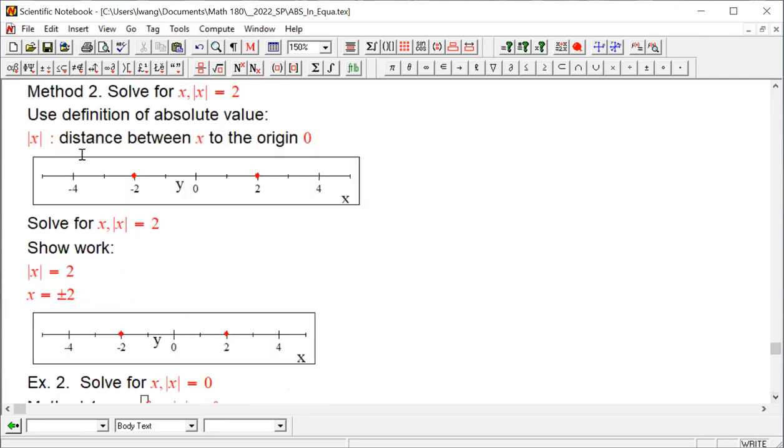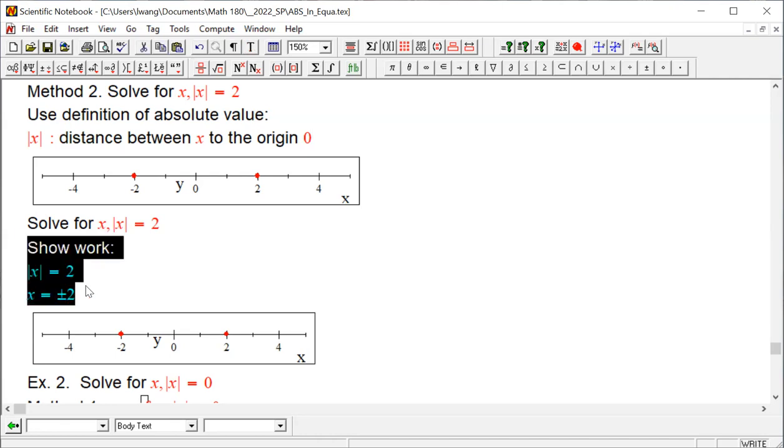The second method is something you're familiar with, from the definition. The definition says the absolute value is the distance between an unknown number and 0. We don't know the unknown number, so we use 0. From 0, we start to measure 2 units, 2 units to the left and 2 units to the right. So we end up with 2 numbers. The solution is going to be +2 or -2.